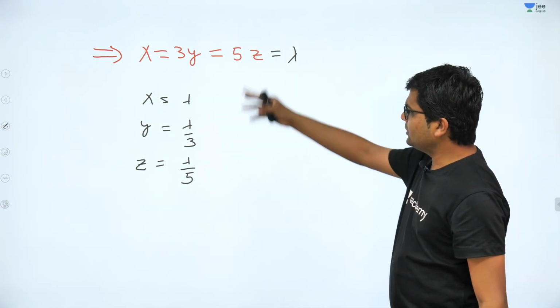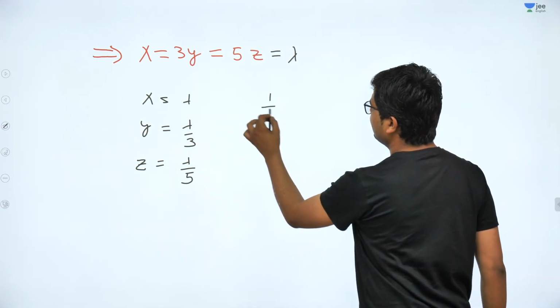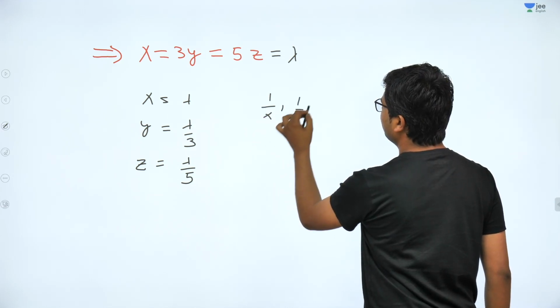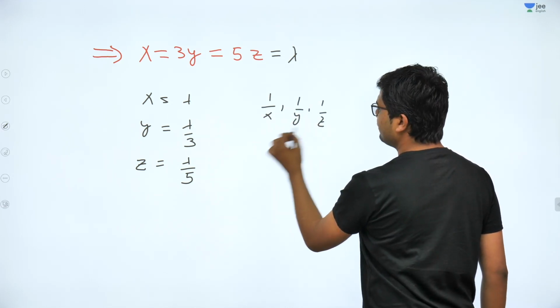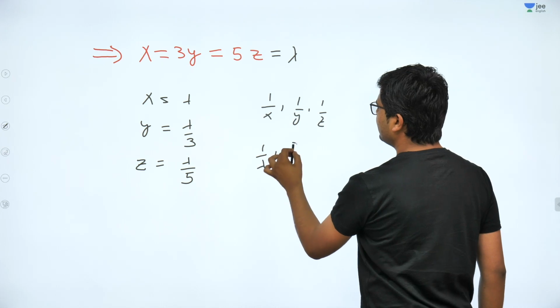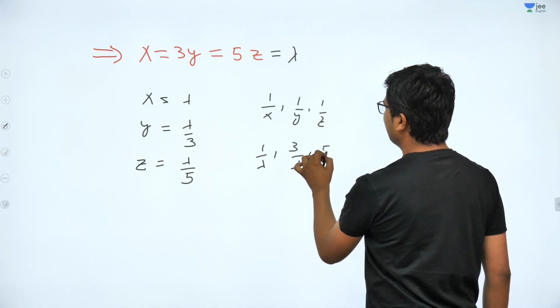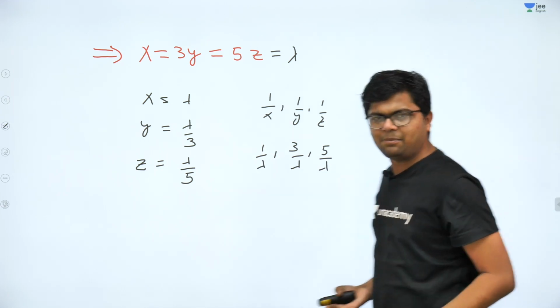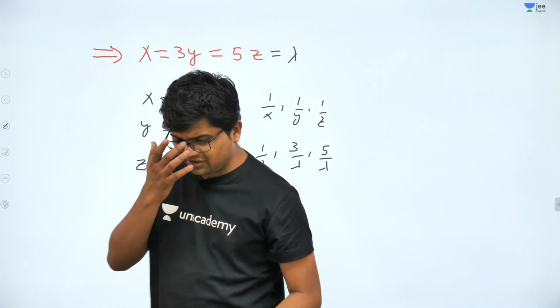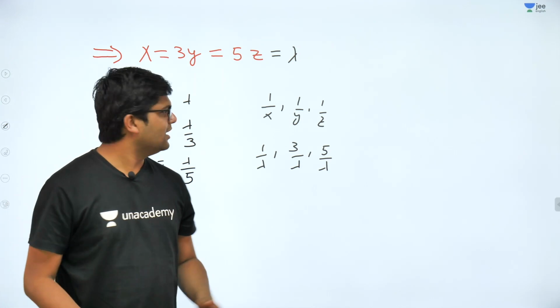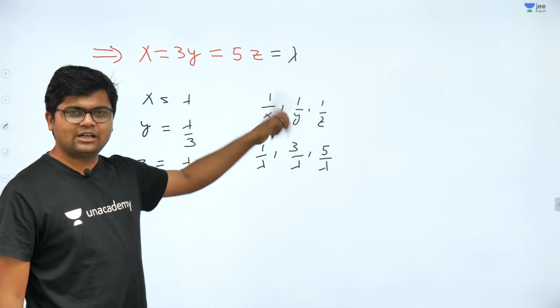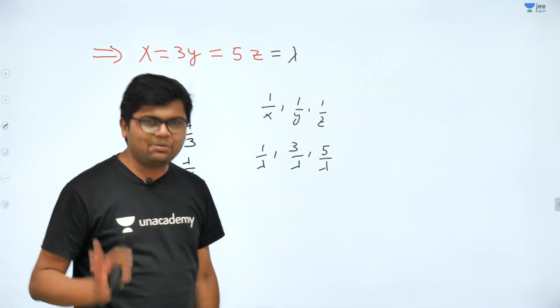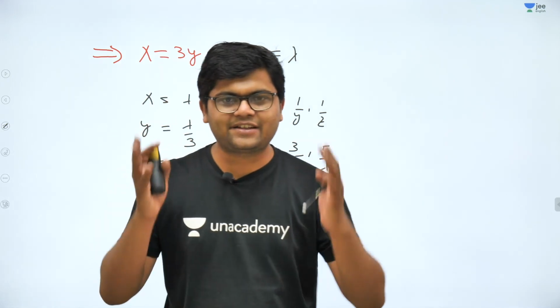Now from these values I can easily say that 1 upon x, 1 upon y and 1 upon z will become 1 upon lambda, 3 upon lambda and 5 upon lambda. This will become the sequence, and this sequence is an AP, that I know for sure. So if this sequence is an AP, it means 1 upon x, 1 upon y, 1 upon z are in AP. It implies x, y, z are in HP.